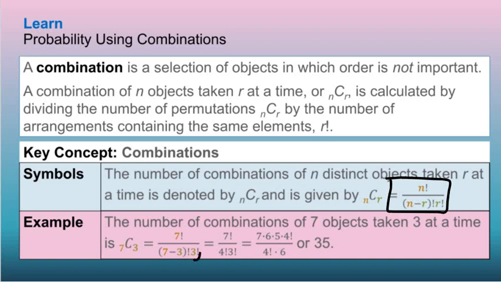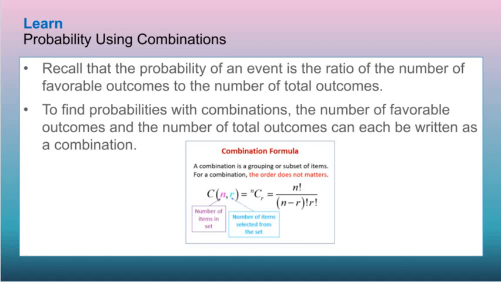Now the difference here is you're going to see that we have to take out an r factorial a second time, because since order doesn't matter, if I have x, y, z, that's going to be the same as y, x, z. The order doesn't matter, they're still the same. So that's why we have to take out the r factorial again. Recall that probability of an event is the ratio of number of favorable outcomes to the number of total outcomes. So to find the probabilities with combinations, the number of favorable outcomes and the number of total outcomes can be written as a combination.